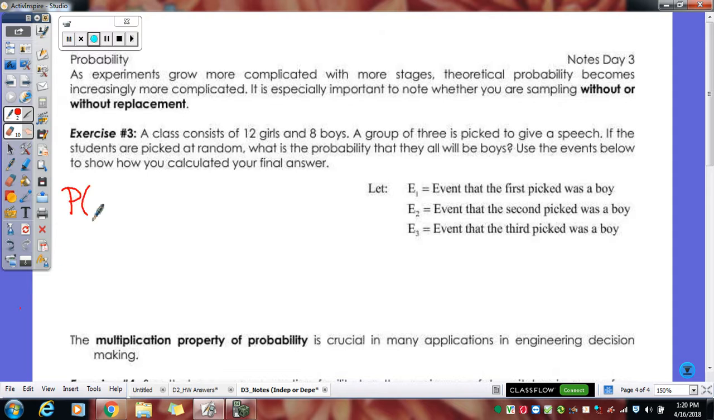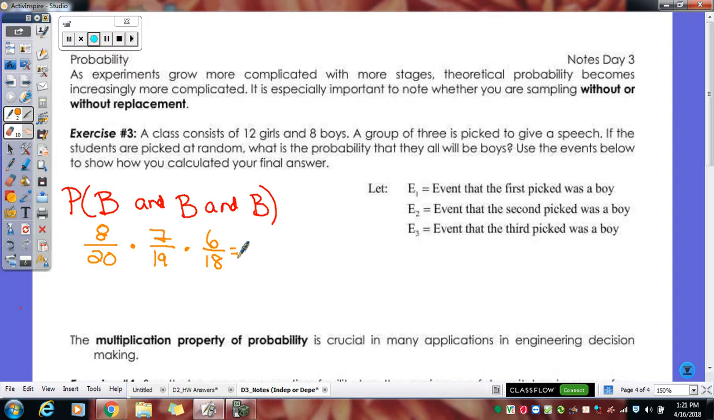Okay. So we're looking for the probability that we're going to pick a boy and a boy and a boy. So if you're picking 3 boys to give the speeches, this is what you should be thinking in your head. You're going to pick a boy first and a boy second and a boy third. So, for my first pick, what is the probability I'm going to pick a boy? 8 out of 20. Times, now, I picked that one boy to give the speech first. What is the probability I pick a second boy? 7 out of 19. Times, what's the probability the third one's a boy? 6 out of 18.